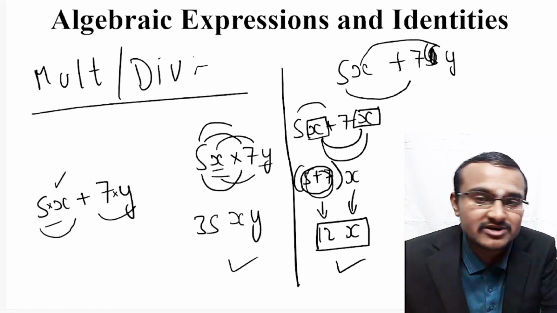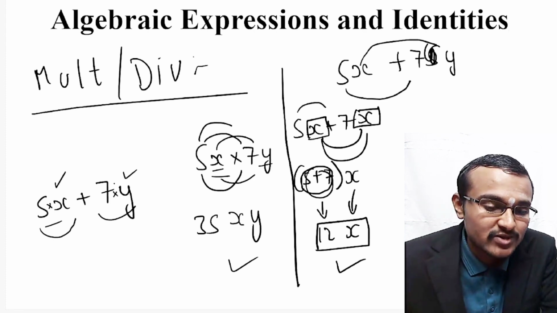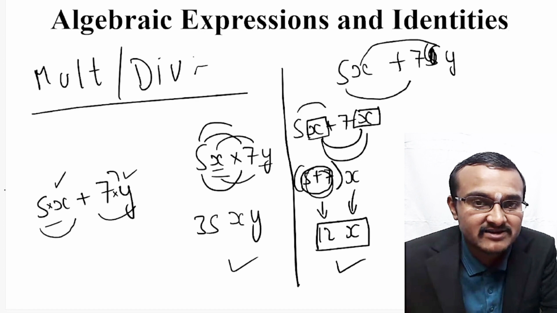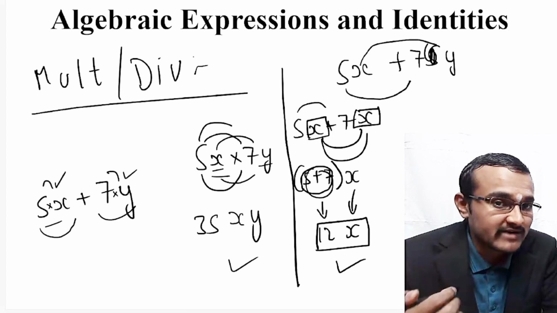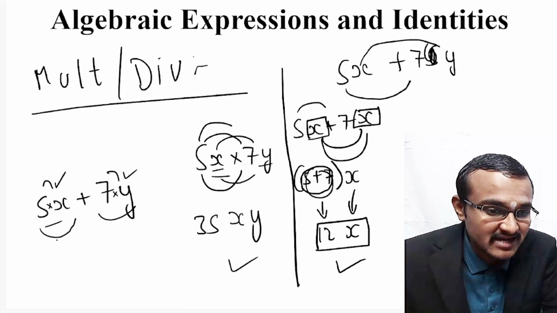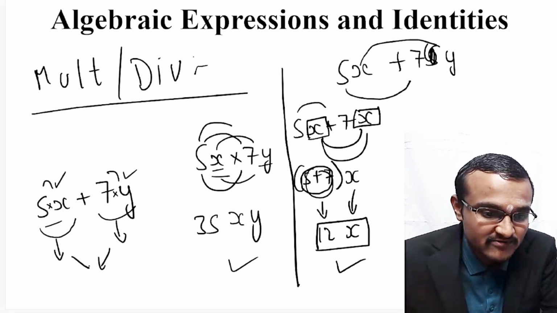But here you don't know the value of x. Here you don't know the value of y. So how can you multiply y with 7? How can you multiply x with 5? You cannot do that because you don't know the value of x or the value of y. So that's why, according to the BODMAS rule, first you should solve this multiplication and then only can you perform addition of these two.